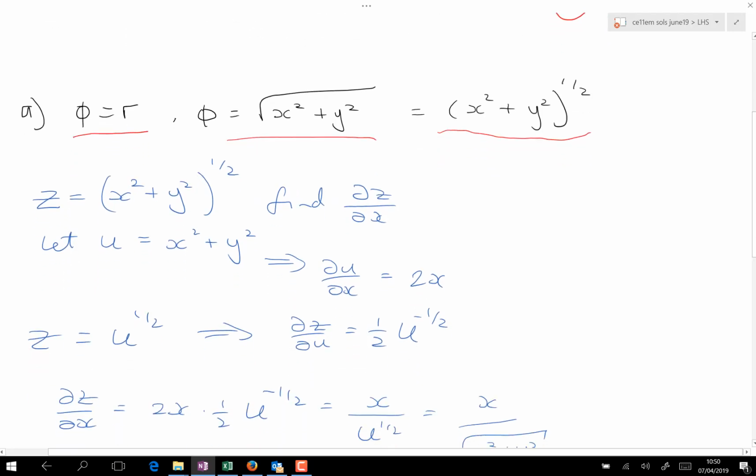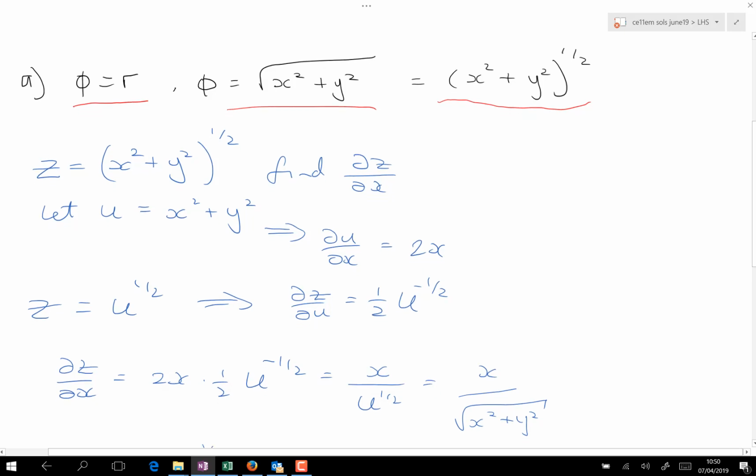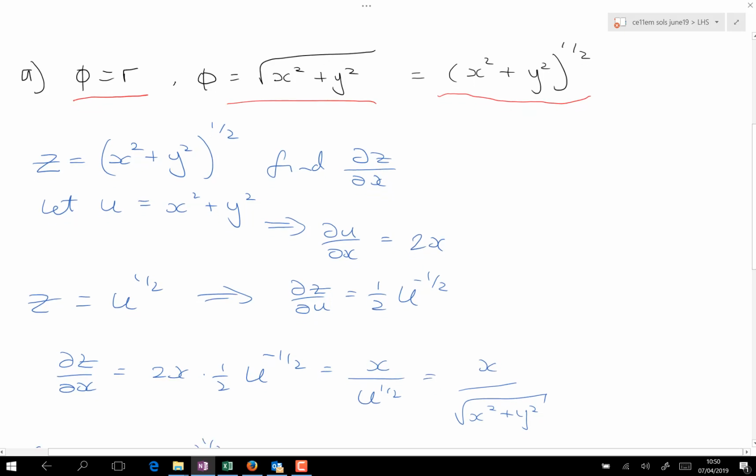So let's look at the notation in blue and do the following. So I've created z. I'm going to say z equals x squared plus y squared to the power of a half. And the question is find delta z delta x. So let's see if we can make sense of this. This will be a chain rule question. So I'm going to let u, the innermost function, the bit in the brackets, be x squared plus y squared.